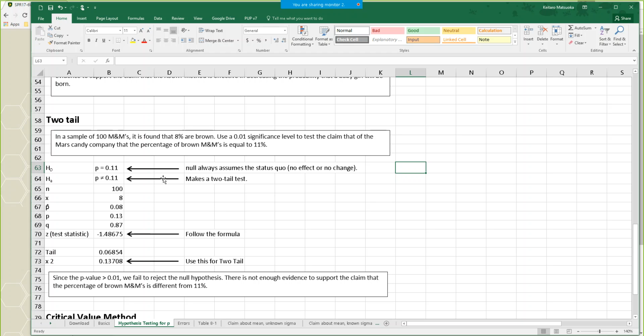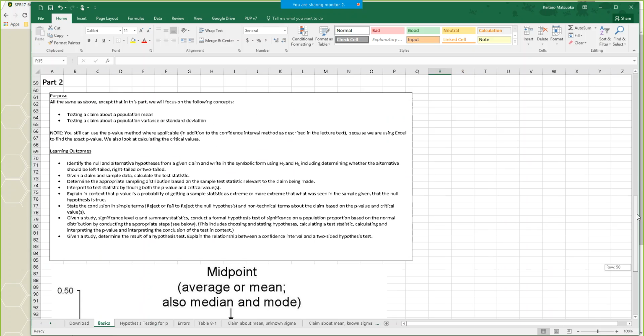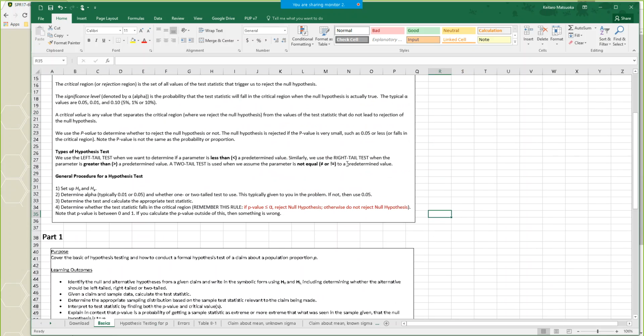Okay? So the null hypothesis is that 11% of the M&Ms are brown. And the alternative is not equal to 11%. So in order to write a not equal to sign, you can either do an equal sign with a slash, or if you don't know how to do that, you can put an exclamation point and equal sign. That's the same as not equal to. So if you don't know how to type the not equal to sign, just write down exclamation point equal sign, and that's the same as not equal to.